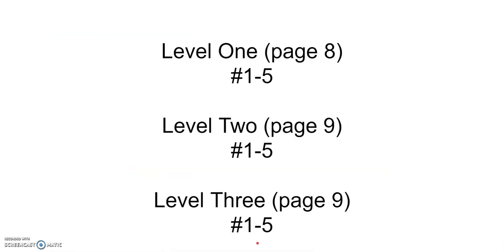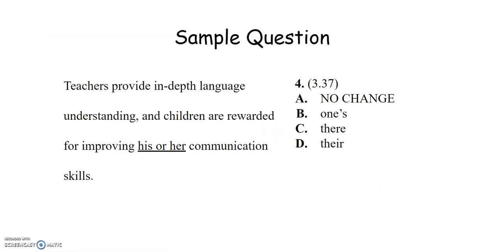Here's some extra practice, but we are actually going to go over this sample question together. So the first thing you're going to want to ask yourself in this one is, what is our antecedent that we're looking at? So let's look. Teachers provide in-depth language understanding, and children are rewarded for improving his or her communication skills. We know that the pronoun that we're dealing with is his or her, but what is that trying to take the place of? In this sentence, it's actually trying to take the place of children.